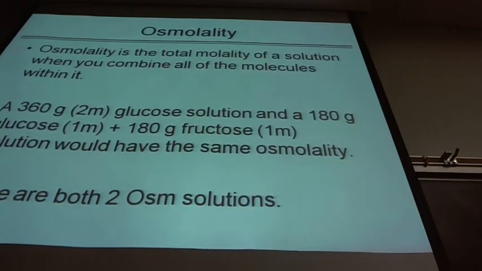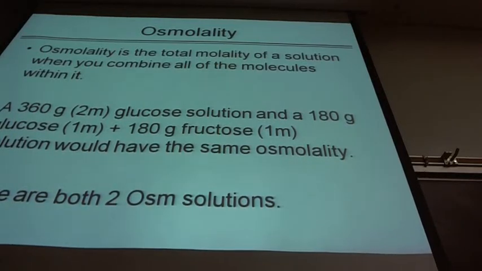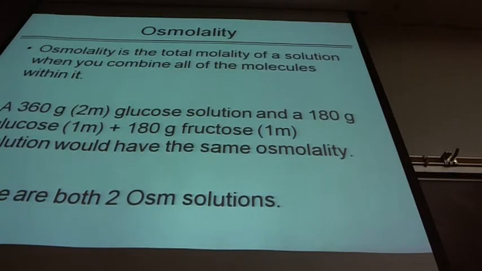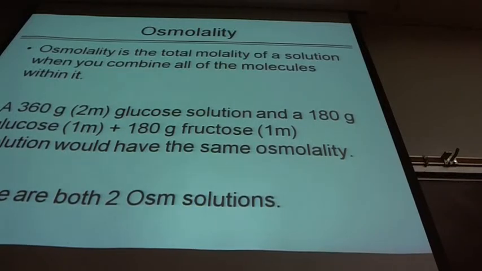Osmolality. Now we're going to throw another curve in there. It is the total molality of a solution when you combine all the molecules within it. So technically in osmosis, if I have a 1 mole solution on one side and a 1 mole solution on the other side, and the solute can't cross the membrane, the solvent just diffuses back and forth. The Brownian movement, the thermal energy, just moves it back and forth.